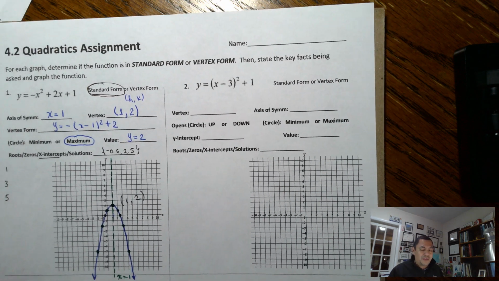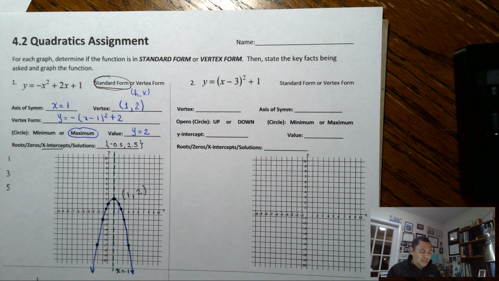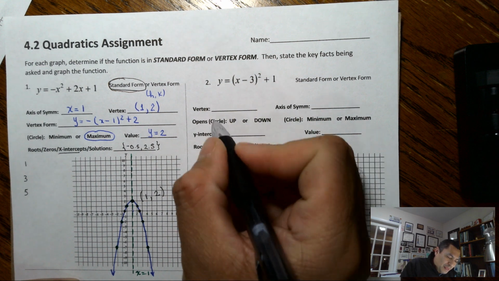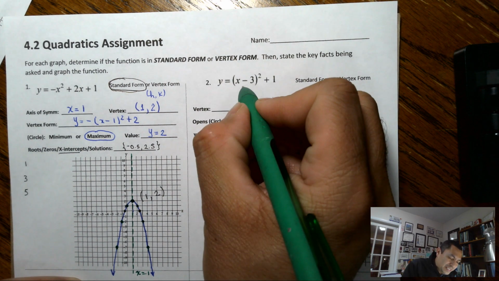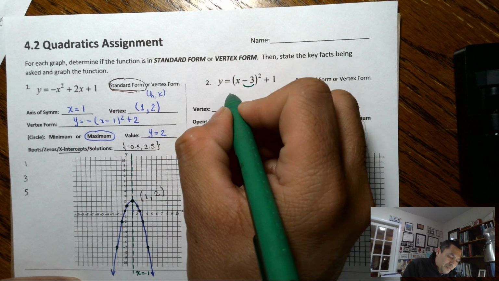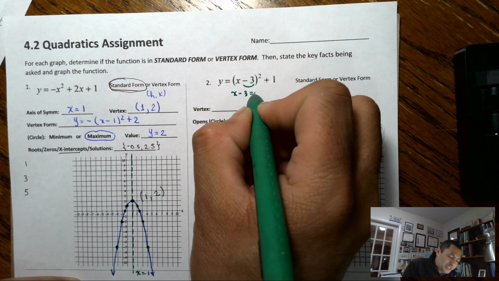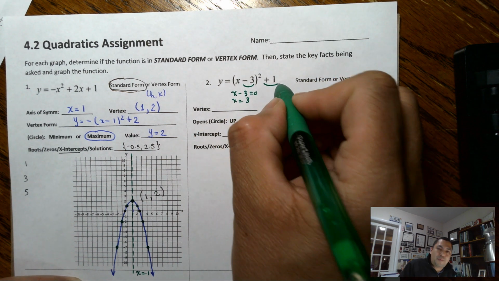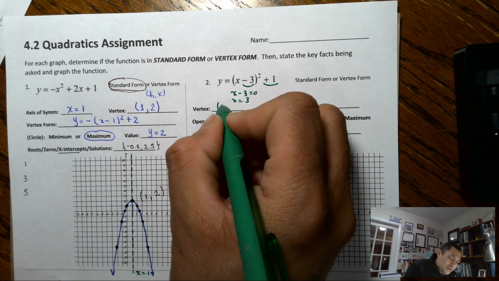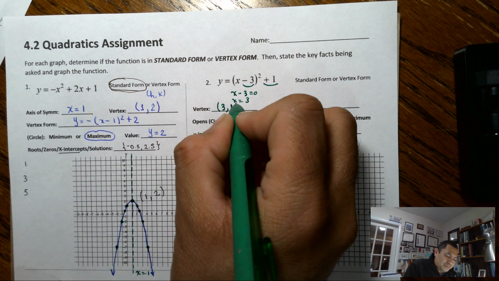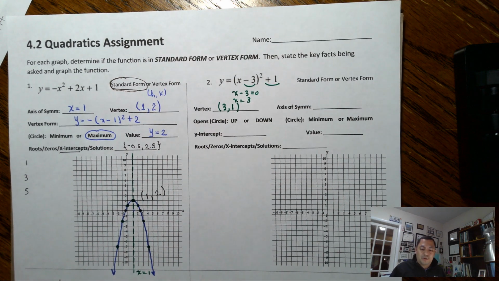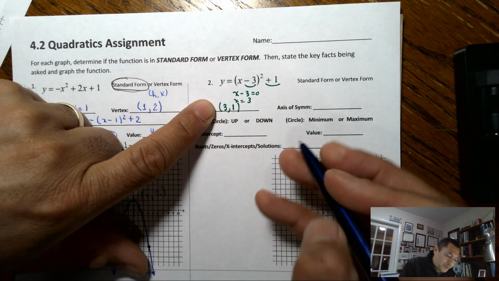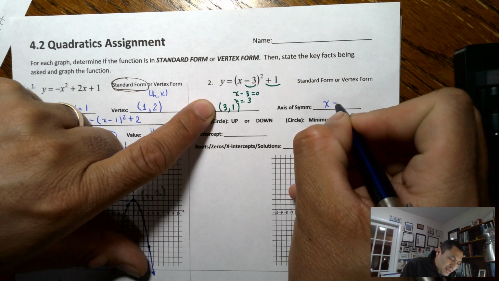Problem number 2, I think, because it's vertex form, doesn't have that many steps as problem number 1. So in this case, what is the vertex? Remember that the vertex is the opposite of this number. Remember, we do x minus 3 equals 0, so x equals 3. And this number remains the same. So my vertex is 3, 1. What is the axis of symmetry? The axis of symmetry is the value of x in your vertex. So x equals 3.